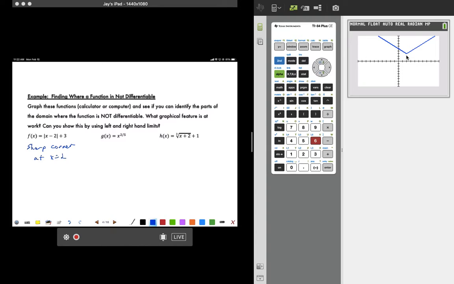So how could I prove that with the one-sided derivatives? Well, you could just look at the slope. The left-hand derivative, the slope of anything to the left of that point, will be -1. And the right-hand derivative, the slope will be +1. So that's one of those things that we can definitely show using left and right-hand limits.